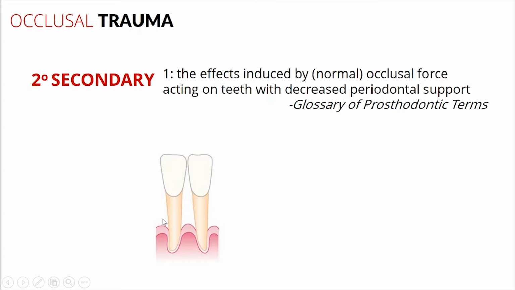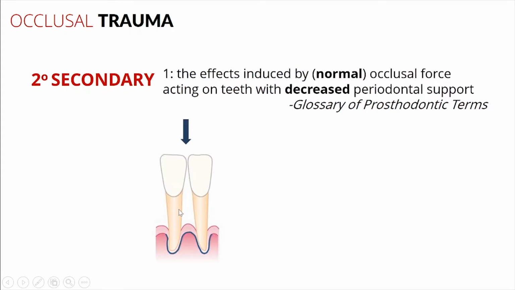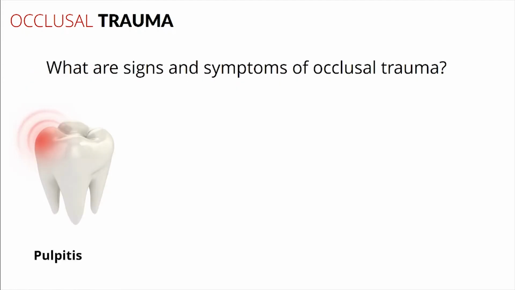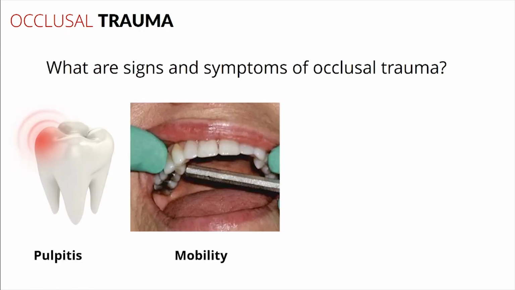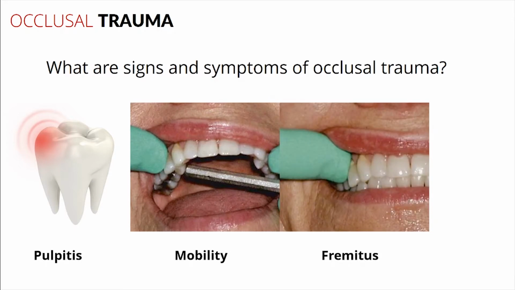Okay, so the key differentiating factor between primary and secondary occlusal trauma is really the amount of root structure or bone that is surrounding the root structure. Okay, so the minute you have this loss of periodontal support, that's then now causing movements or trauma to the teeth, we're going to call this secondary occlusal trauma.